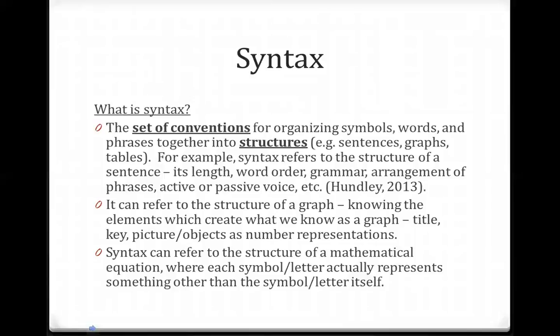Students need to be aware of these things because the way that the syntax is presented in the language can affect their understanding of the content that's being taught.